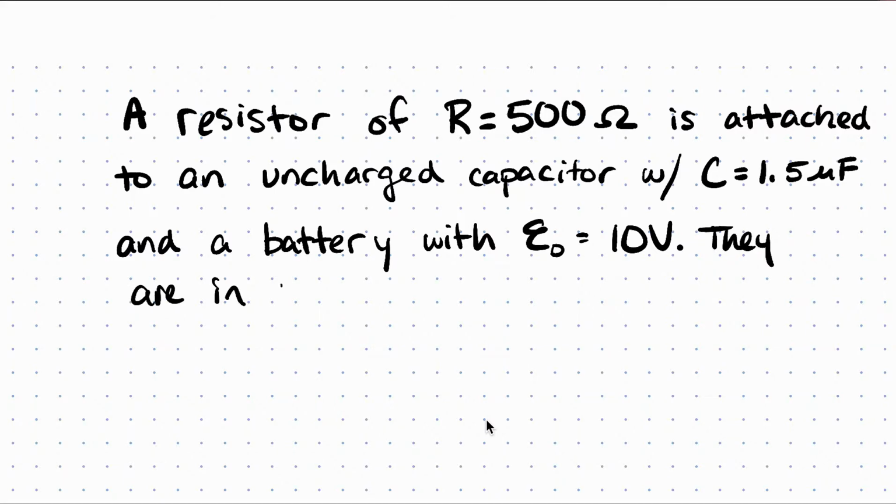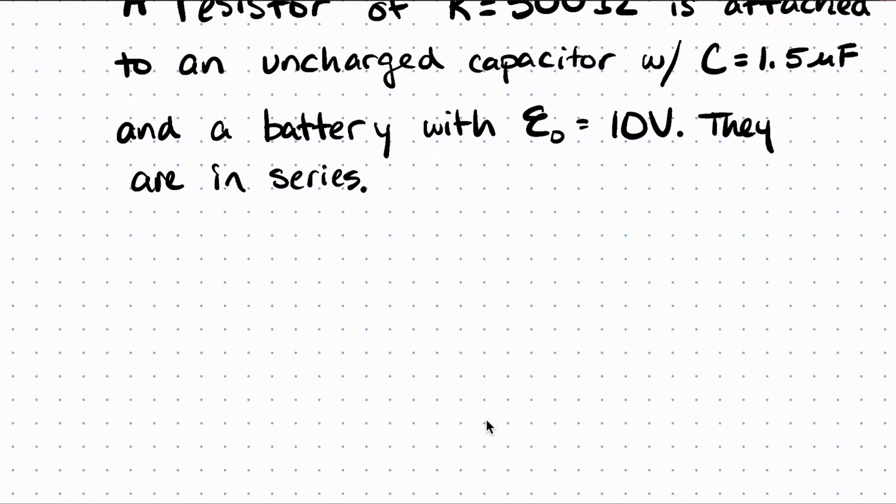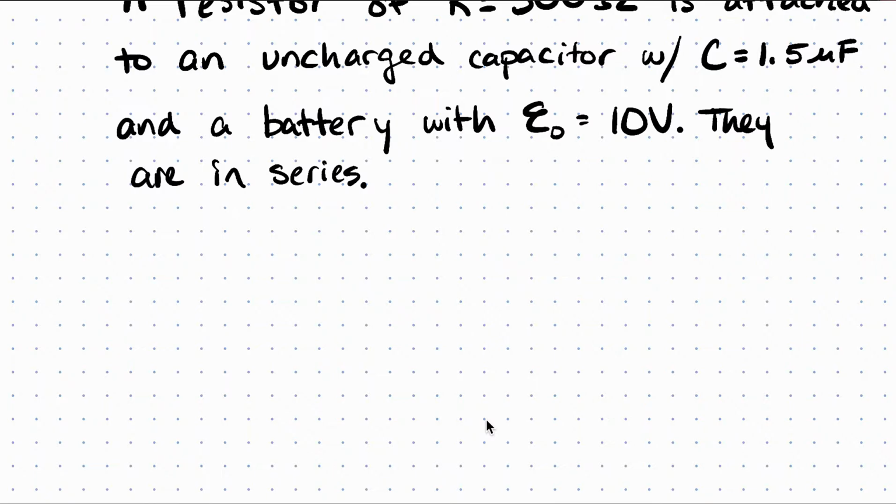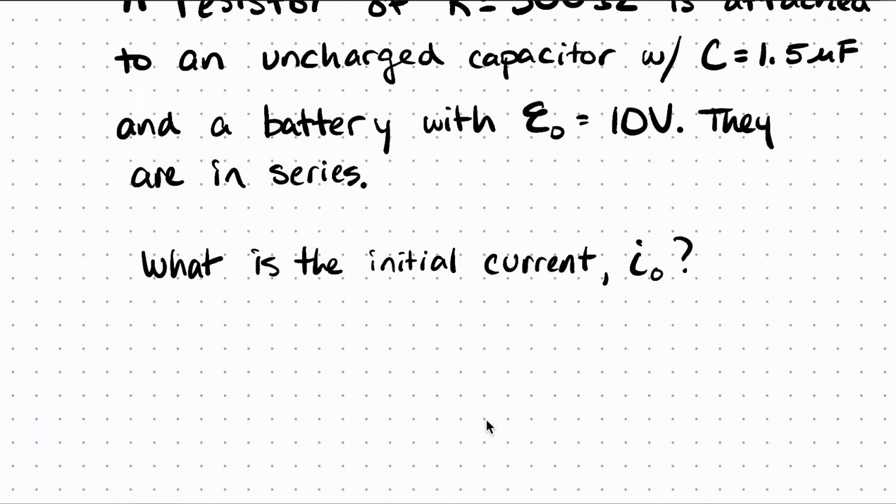are in series. So this is an RC circuit, and some of the equations that I'm going to use can be found in your lecture notes. So if you're not sure where some of these things are coming from, please refer to those. For the following questions, the first thing that we are going to look at is what is the initial current? Let's call that I naught.